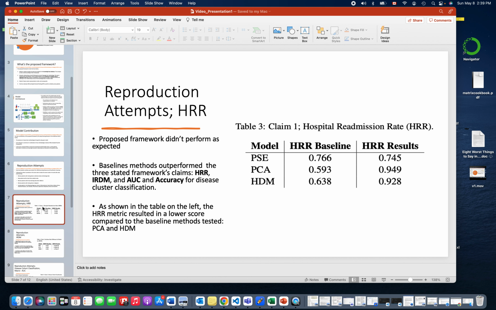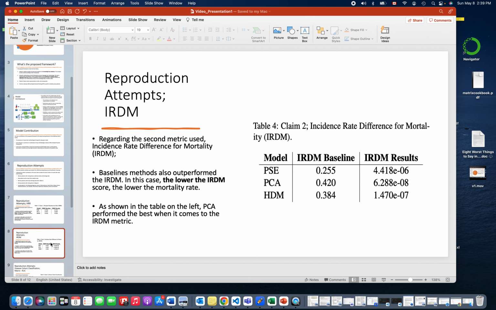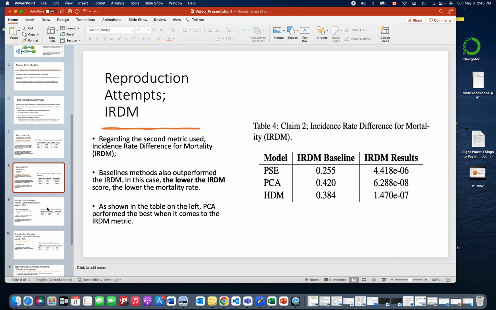I didn't exactly achieve the same results as the authors did. I computed all the metrics that they did. In this case, for example, the baseline methods outperform my results. PCA and HDM, human distance metric, outperform my HRR metric. When it comes to the incidence rate difference for mortality, the baseline methods also outperform my results, and in this case, PCA performed the best.